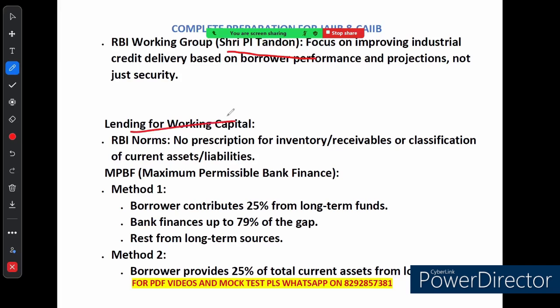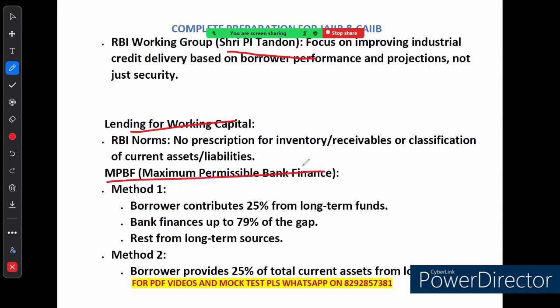The RBI does not have a specific rule on how businesses should classify their inventory or receivables when applying for a working capital loan. This gives businesses some flexibility in how they present their finances. Now the next method is MPBF, that is called maximum permissible bank finance. One common method banks use to figure out how much to lend is MPBF.